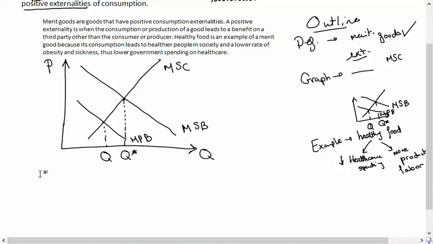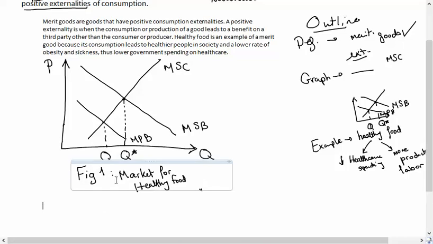So, what's our next step? The ABCD of a graph. Let's label the graph. So let's label it here on the side. Figure 1 represents the market for healthy food, and let's explain what we just drew.